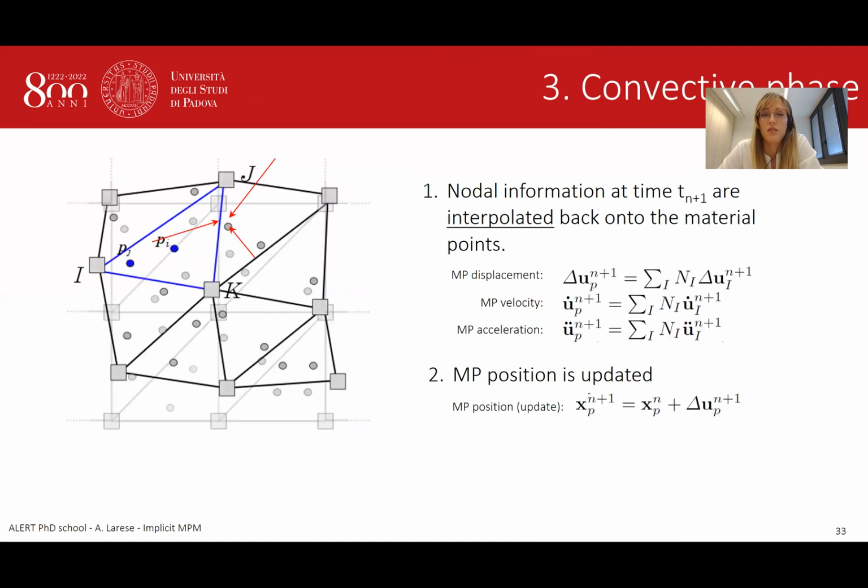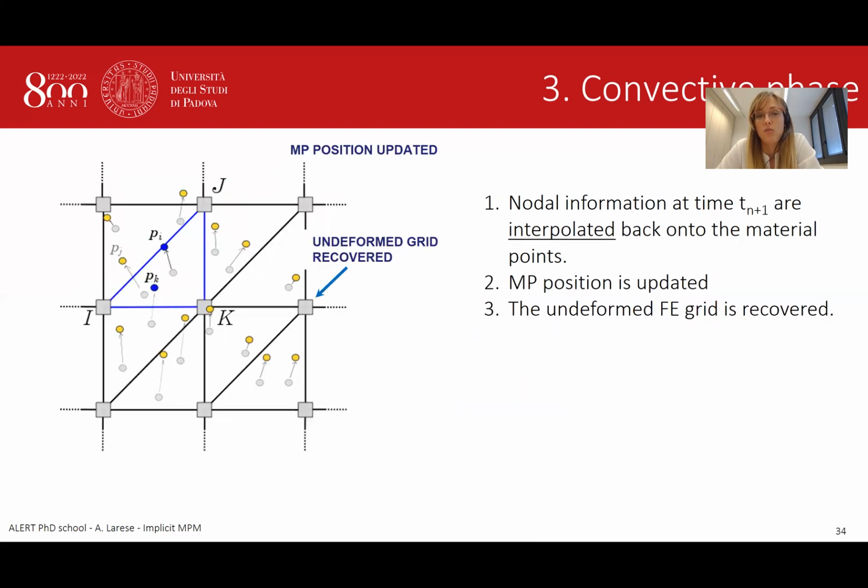Once we have reached convergence, what we need to do is to transfer nodal information, to interpolate back nodal information onto the material points. Okay, so here the arrows are not well posed. They should point to nodes I, J, and K, interpolating information from the nodes to the material points. Once this is done, the position of the material point is updated to the new position. So this point P_I was here, and it has now moved to the new position, the blue point of P_I. Once this is done, we can delete all the movements, all the information that we have in the mesh, and recover back the undeformed finite element grid.